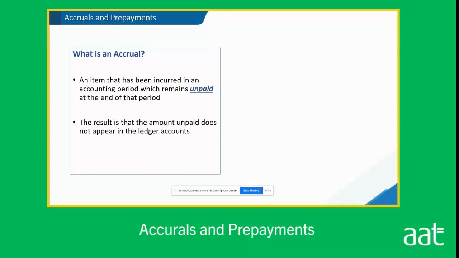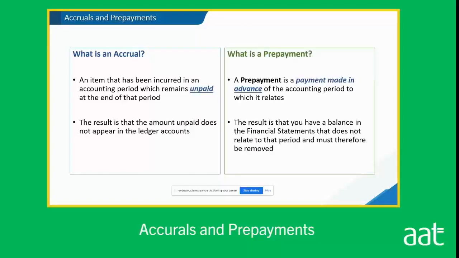The flip of that, so the other adjustment, well, it's known as the prepayment, and this is the adjustment that takes place when costs or sundry income is paid or received in advance of when it's due. And the result of this is that we have a balance in our financial statements that doesn't actually relate to this period, and therefore it should be removed.